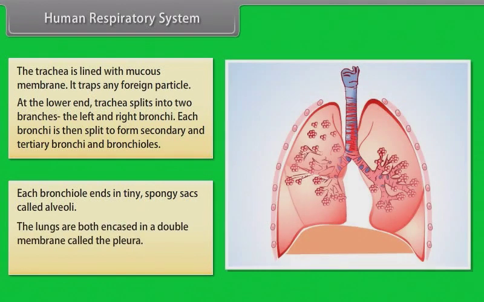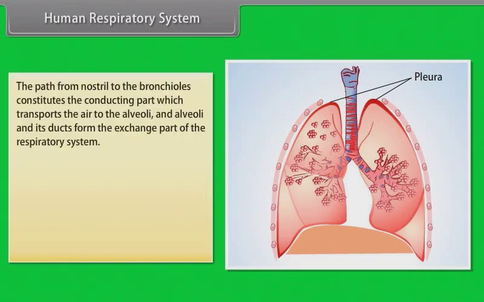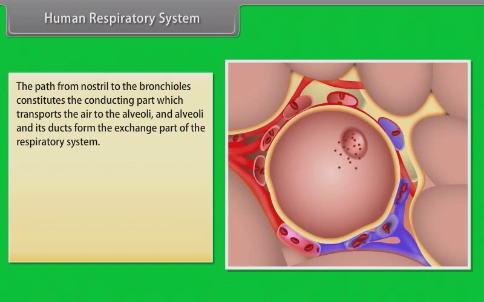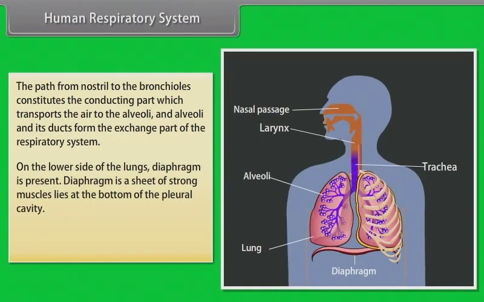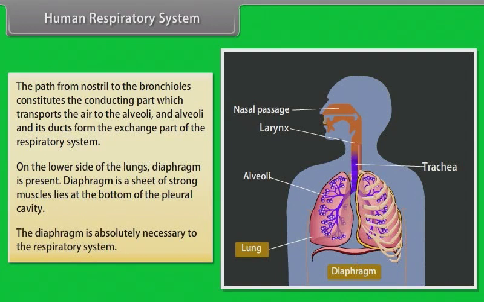The lungs are both encased in a double membrane called the pleura. The pleura protect and cushion the lungs. The path from nostril to the bronchioles constitutes the conducting part, which transports the air to the alveoli, and alveoli and its ducts form the exchange part of the respiratory system. On the lower side of the lungs, diaphragm is present. Diaphragm is a sheet of strong muscles, lies at the bottom of the pleural cavity. The diaphragm is absolutely necessary to the respiratory system.